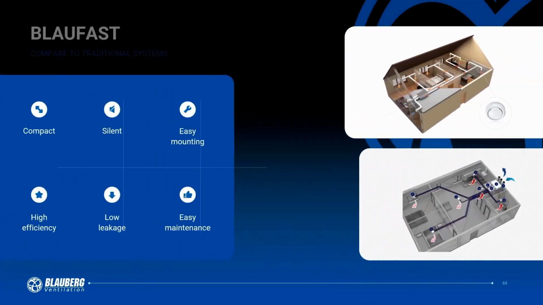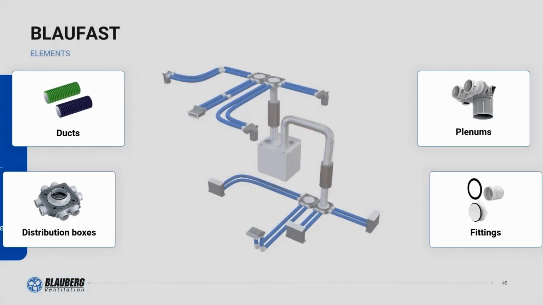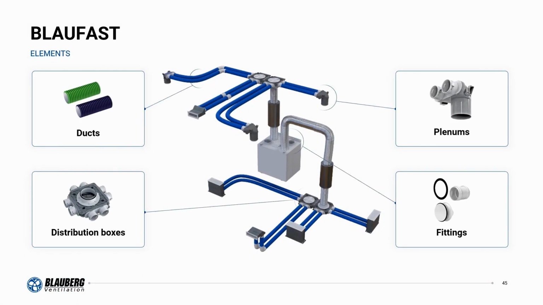The radial system offers several advantages over traditional systems: more compact, lower noise levels, easier installation, simple maintenance, minimization of air leaks, and low aerodynamic resistance. The main components of the Blaufast system are ducts, manifolds, fittings, and plenums.